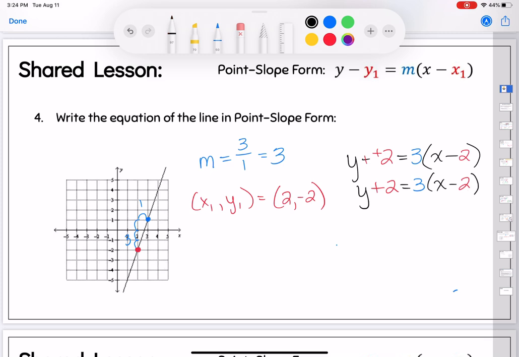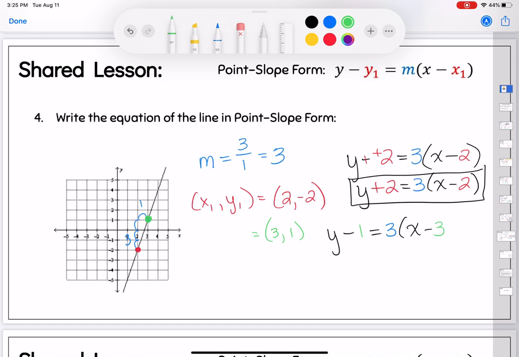So that's one good possibility there for your equation. But you didn't have to do that point. You could have picked the other point. So let's say that I chose this point as my x1 and y1. In that case, my point would be 3, 1. So then my equation would be y minus y1, which is 1, equals m, which is 3, parentheses, x minus x1, which is 3. No negatives to deal with on that one.